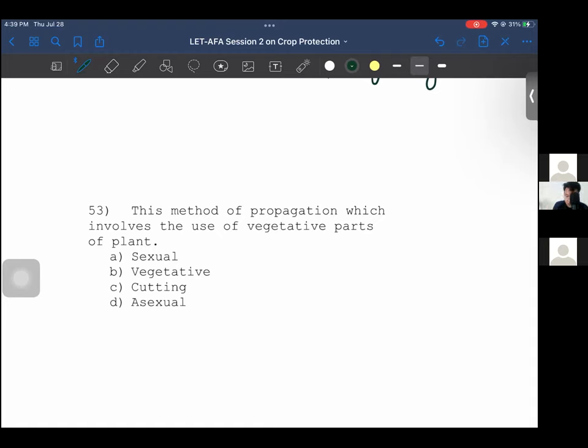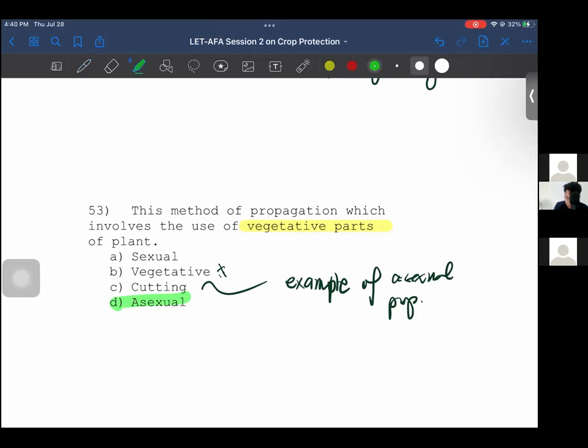Okay, number 53, this method of propagation which involves the use of vegetative parts of a plant. Context clue, once again, vegetative. So the answer is asexual. Okay, so ang cutting is an example of asexual propagation. Vegetative is not a technical term for this. Sexual is production of plants from seeds.